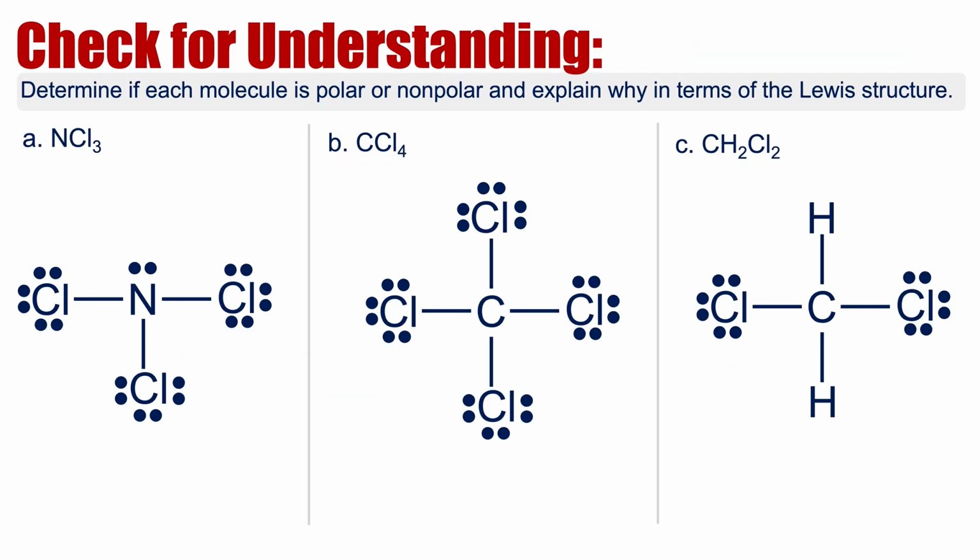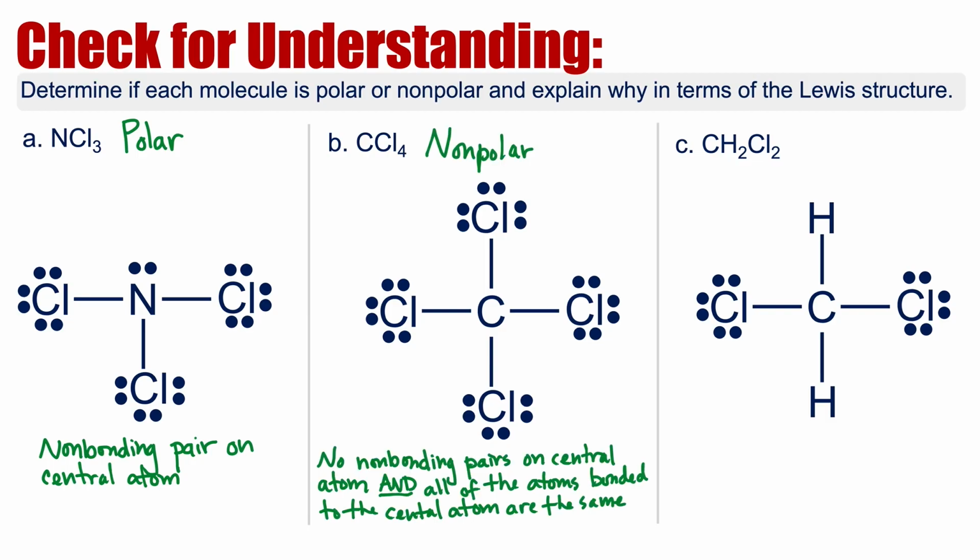So what I want you to do is go through and look at these three Lewis structures, identify if each molecule will be polar or nonpolar, and then state which rule you used in order to classify the molecule. So for NCl3, it's polar. There's a non-bonding pair on the central atom. For CCl4, it's nonpolar. There's no non-bonding pairs on the central atom, and all of the atoms bonded to the central atom are the same.